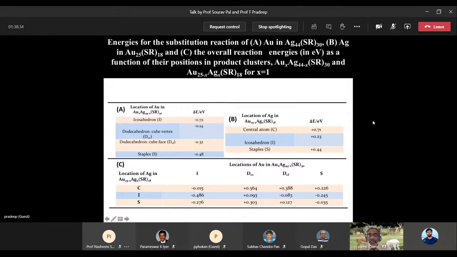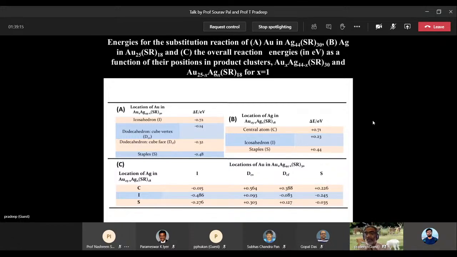If I were to do a chemical reaction such that I change the central position of this gold 25 with Ag, and correspondingly, I change the icosahedral or dodecahedral vertex or dodecahedral facial or staple position of 44, I get this kind of energetics. So change here, correspondingly change here, I get a negative energy, but this energy is positive. But if you look at this in great detail, you see that this I for I substitution is more favored than other positions. So there is a thermodynamic advantage.